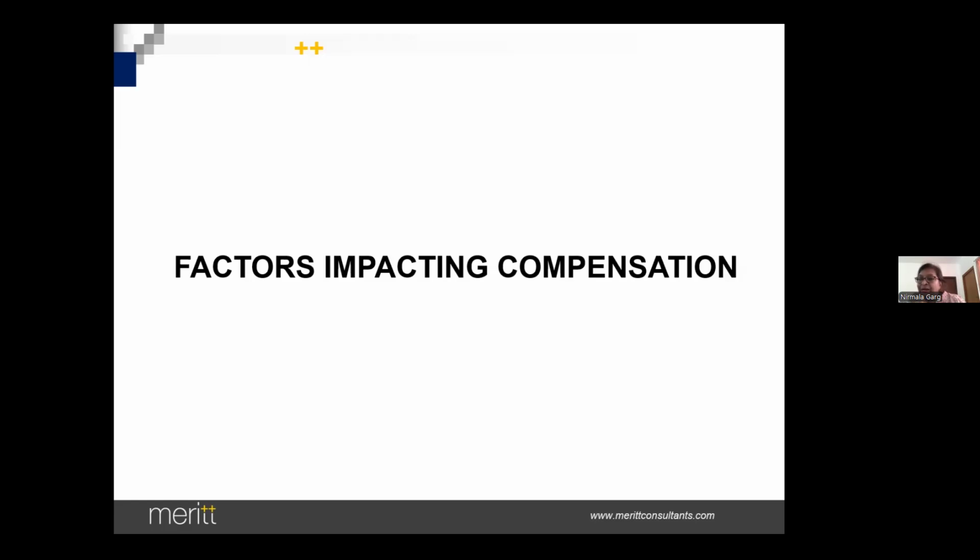So one of the external factors which impacts compensation is also demand for talent. What is the supply and demand in the market, right? What else? What are the other factors?